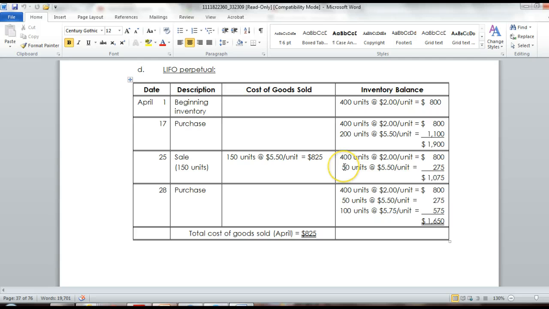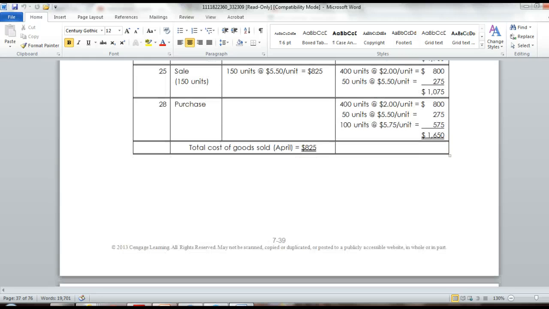We then update our new inventory of 50 units at $5.50. We had 200 we purchased. We sold 150, so we're at 50 units here. Then we purchased an additional 100 units at $5.75 to show we have an inventory balance here of $16.50, and we see here we sold $825 into our cost of goods sold.